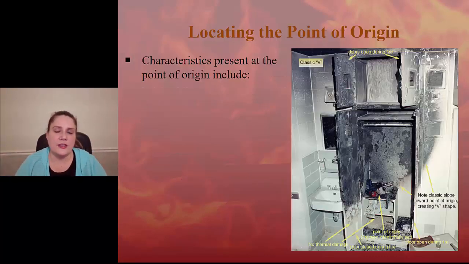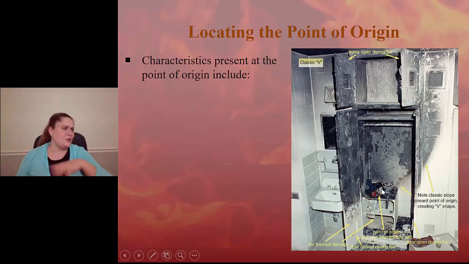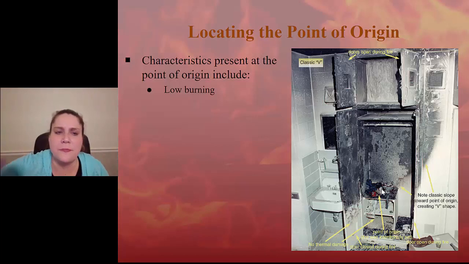All right, so if we're going to locate the point of origin, we're going to look for certain characteristics. The first thing is, you should be able to find the point of origin on this picture. If you can't, I am going to judge you hard, because it says point of origin right here, and then there's an arrow. Okay, so right here is our point of origin. Knowing that, now we can go back and look at all the various other clues, and you'll go, aha, I totally knew that's where the point of origin was.